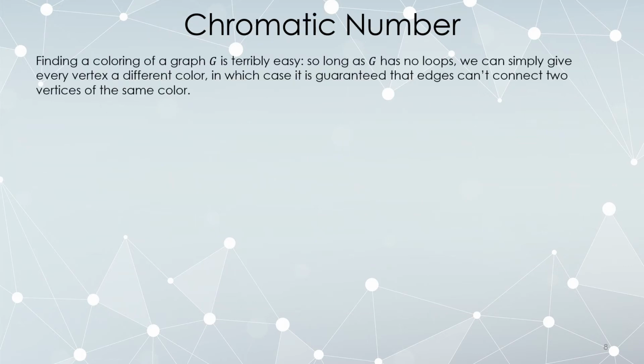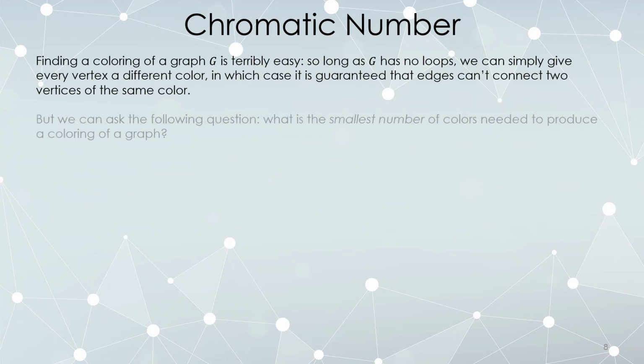Suppose we have a coloring of a graph. Does it exist? Well, as long as G has no loops, yes. If every vertex has a different color, then it's possible to assign a different color to the two sides of every edge. By giving every vertex a different color, we can color a graph. So the question is typically not, does a coloring exist? As long as the graph has no loops, a coloring does exist.